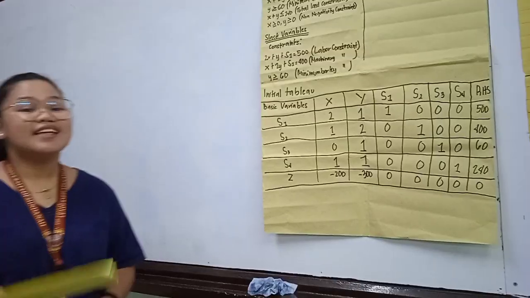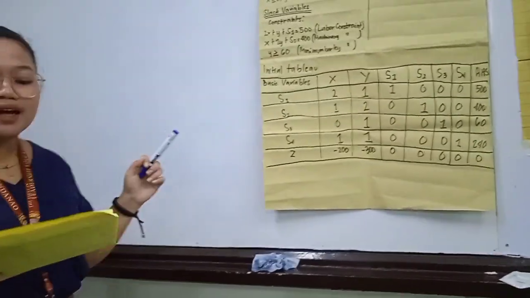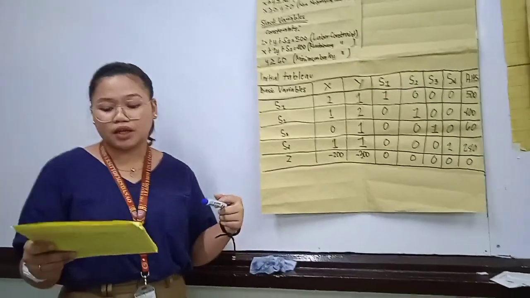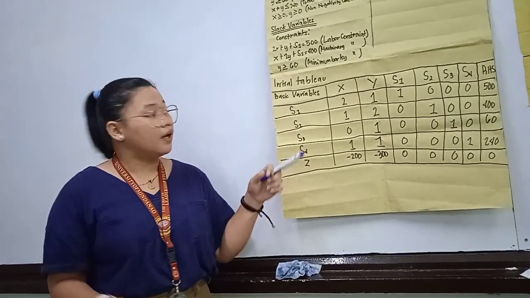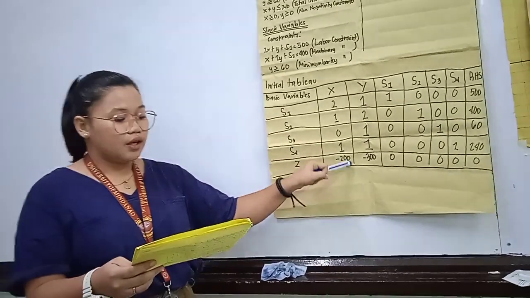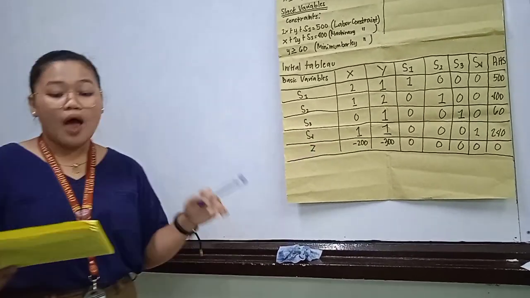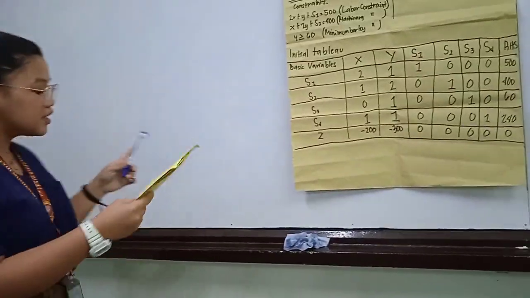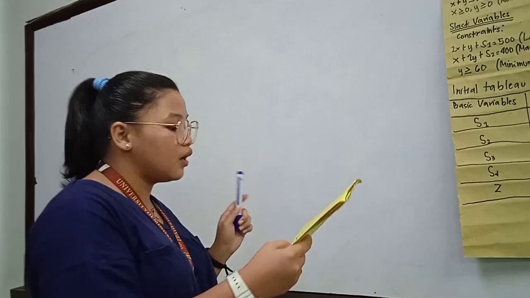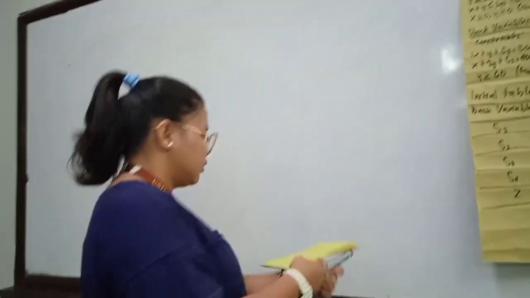Next, select the pivot column. The most negative coefficient in the bottom row corresponds to variable X, which is negative 200. So X enters the basis. Okay, let's compute the ratio of RHS to the coefficient in the pivot column.